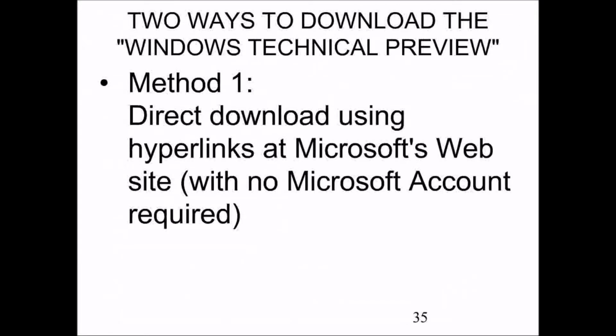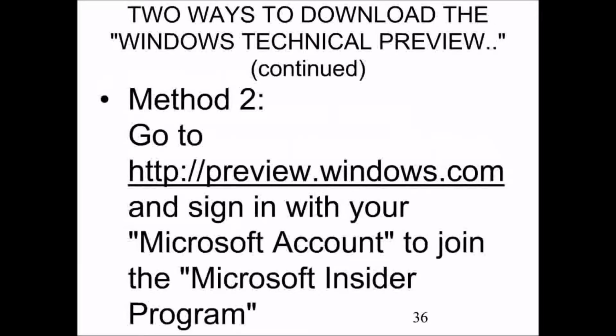But okay, now the ways to download the Windows Technical Preview. There are two ways to download it. First of all, there's a direct download link. You don't have to log in with any Microsoft account. You click on it and it downloads. Second, and this is not the official way, method two is to go to preview.windows.com, sign in with your Microsoft account, join the Microsoft Insider program, then you can download the ISO file for installing Windows Technical Preview.